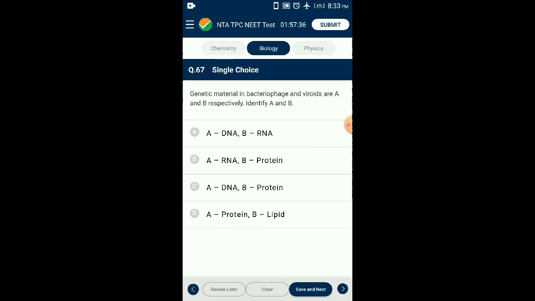Question number 67. Genetic material in bacteriophage and viroids are A and B respectively. Identify A and B. A genetic material in bacteriophage is DNA, but in viroids, the genetic material is RNA. So the correct option is option A.